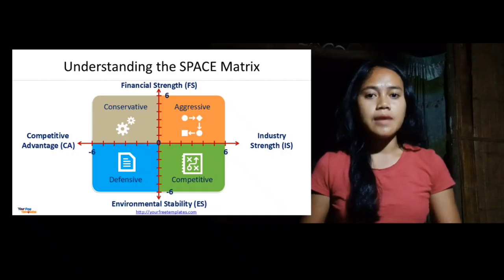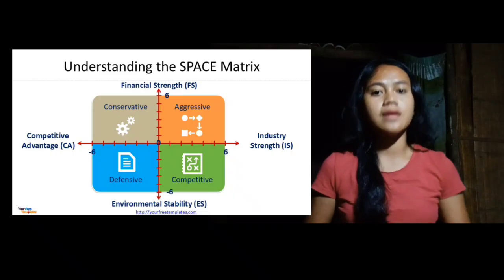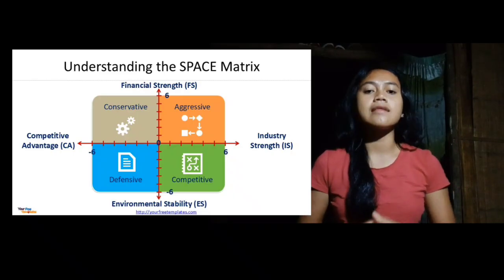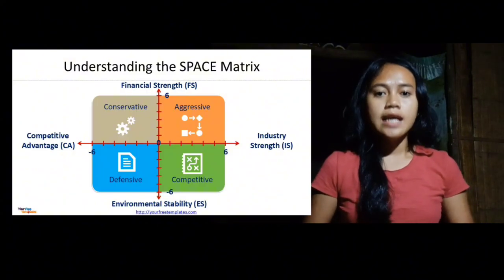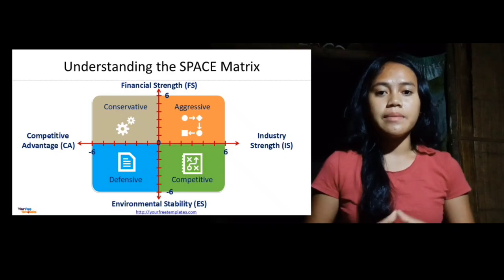In quadrant 3, the bottom left, you will see defensive. The industry is unattractive. Your company lacks financial strength and competitive products. For quadrant 4, or the bottom right, you will see competitive position. The industry here is attractive and relatively unstable. The company here has some competitive advantage, with a focus on financial stability.